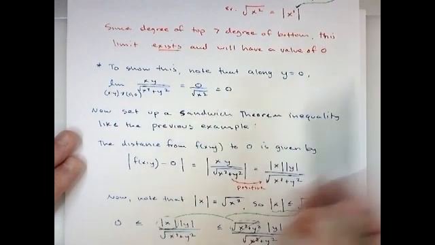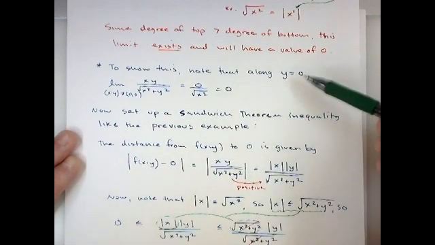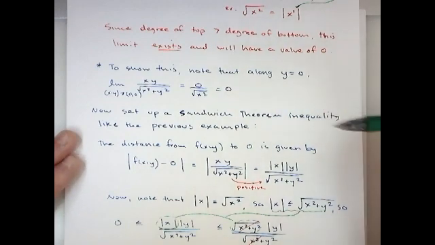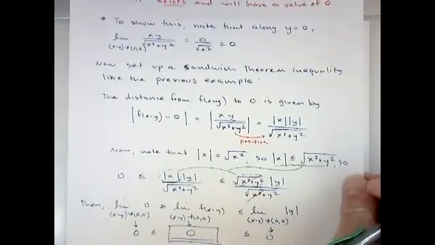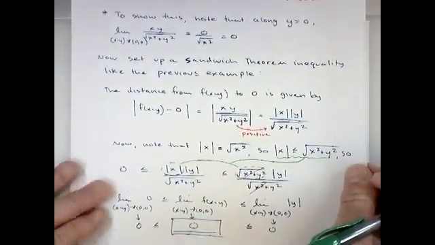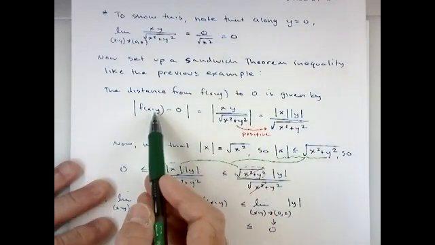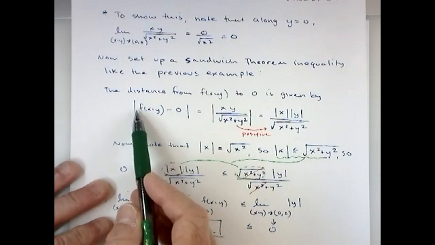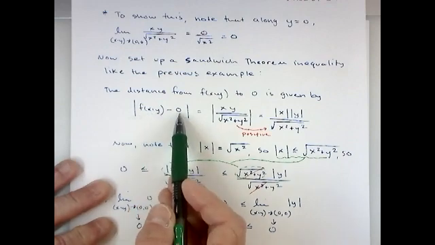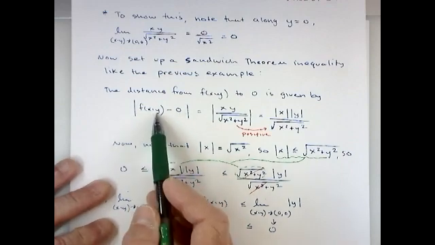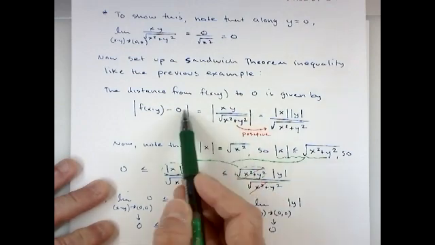Now, knowing that this limit will exist, we don't need to bother checking more paths, because we're going to get 0 on every single path we choose. So we're going to set up a sandwich theorem inequality, and because the limit is, or we think it's going to be, 0, we want to set up the absolute value expression for the distance between my function and 0, which is always going to be the absolute value of f of x, y minus 0. I put my function in there, minus 0.